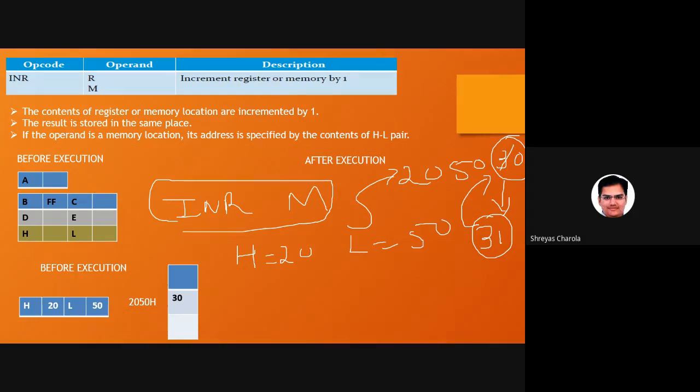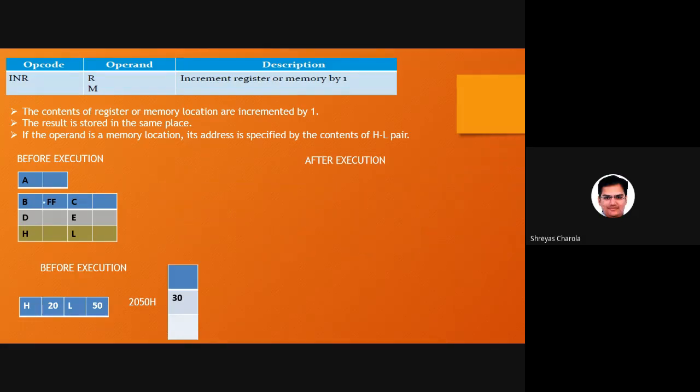Okay. Good. So for now I'm taking one example. I have the content in the B register as FF. You need to give the answer in hexadecimal only. This time I'm taking a hexadecimal number. So when I write INR B, what should be the content in B after the execution?